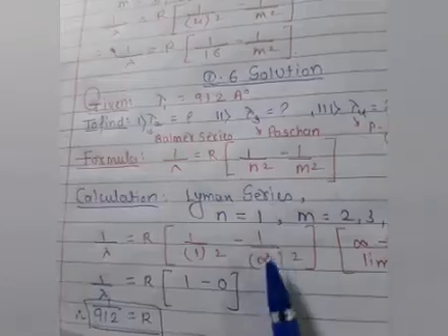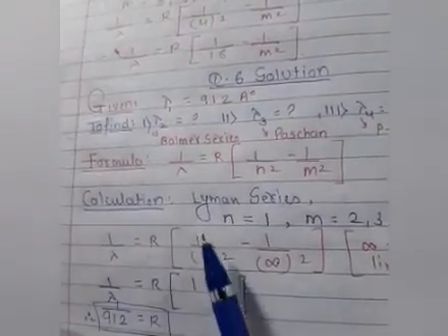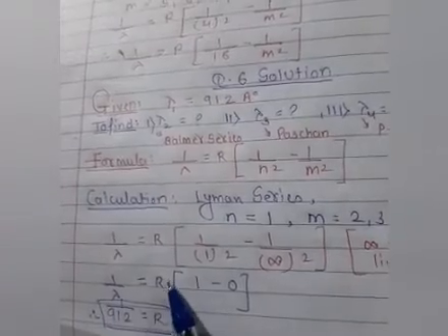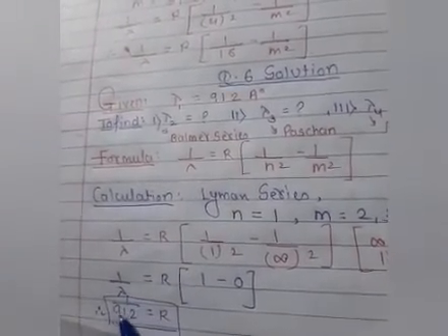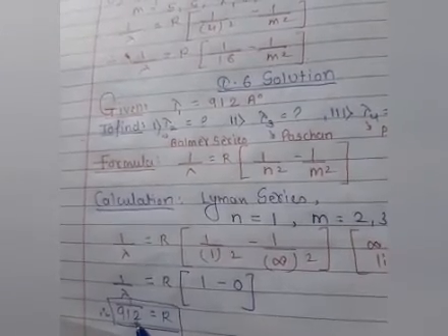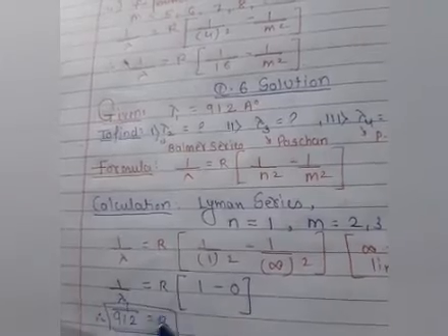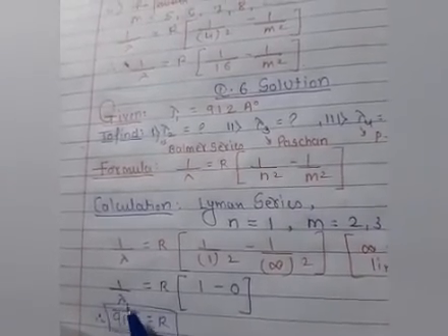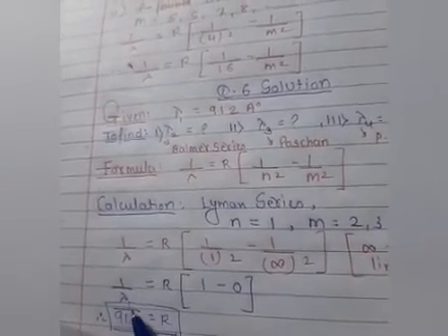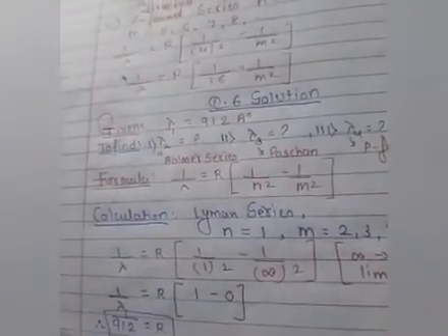So here we have considered infinite. 1 divided by infinite, as you know very well, is 0, and here we are getting 1, and the value of R is 1 by 912, because the wavelength here we consider is 912. So this is the Rydberg constant R we are getting in this condition. You can take the division also, or if you want, you can keep it like this only. Let's move on to find out the wavelength of the Balmer series.